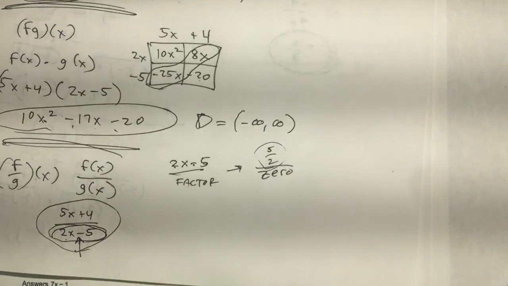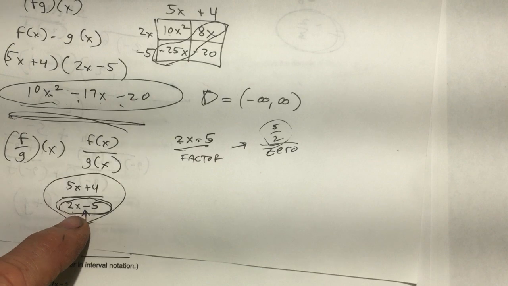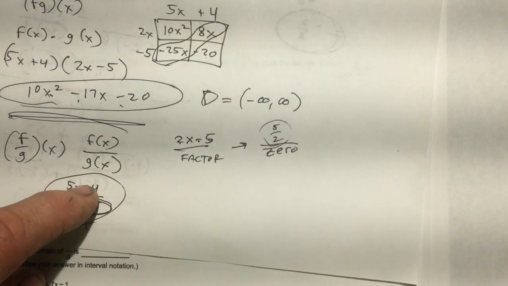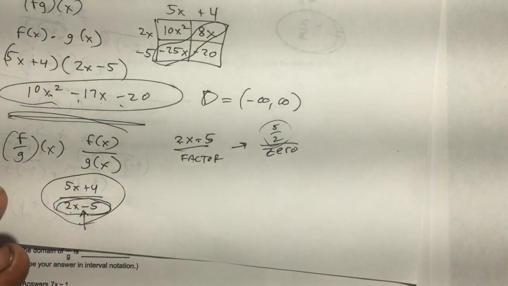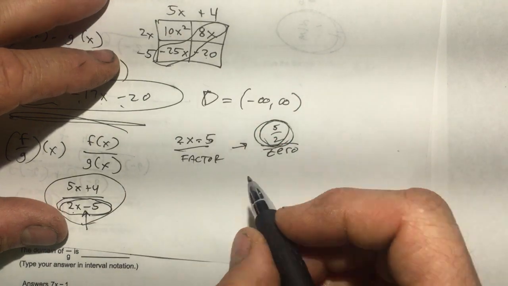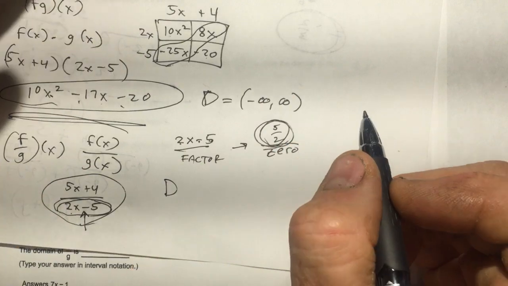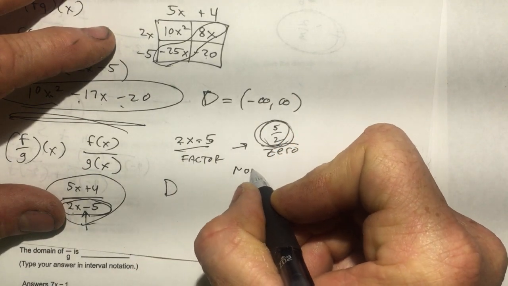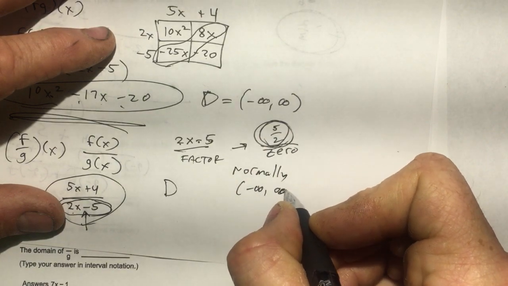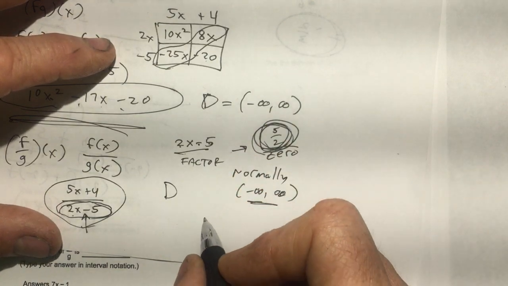Okay. Well, that's what I did here on this one. 2x minus 5 is my factor on the bottom, which would be positive 5 divided by 2. This is my 0 for that. And I cannot have that value because that would make me divide by 0. So I have to take this value out of the domain, which means my domain would be this. Normally it'd be negative infinity to positive infinity. Okay? But I got to take this 5 halves out, which means I'm going to do this.